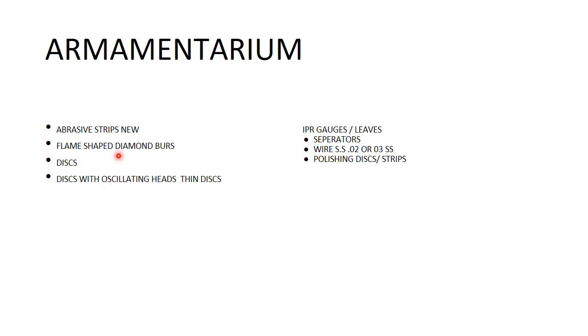Apart from that, you need measuring gauges, which we have already seen before. We need elastomeric separators. We need indicating wires, which are either 0.2 or 0.3 stainless steel, or brass wire can be used. And you can use a polishing disc to polish the surface, or polishing strips can be used.